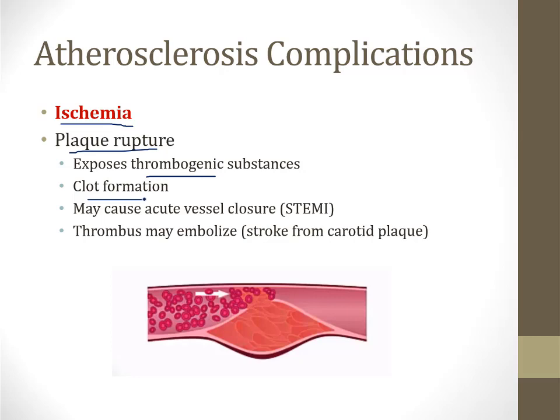In other words, a vessel can go from having a 10 or 20% plaque that's not causing any trouble to being completely occluded within a matter of a few seconds. And this is how people develop STEMIs. It's also how people develop strokes, because the artery can shut down, or a piece of the thrombus can break off in the carotid artery, for example, and travel to the brain.